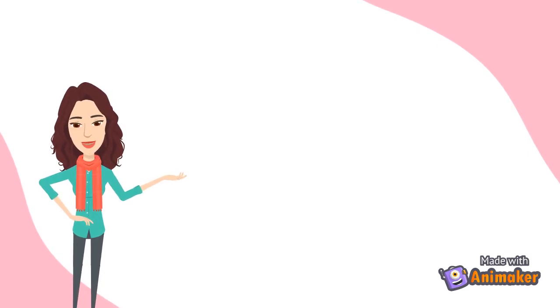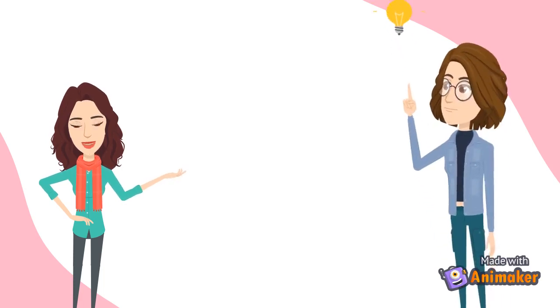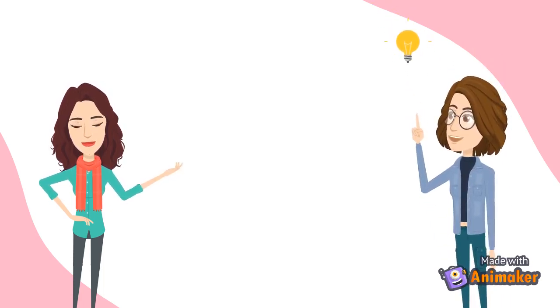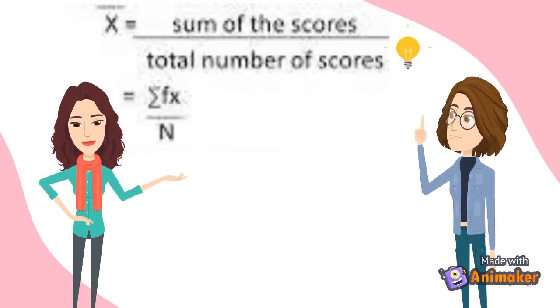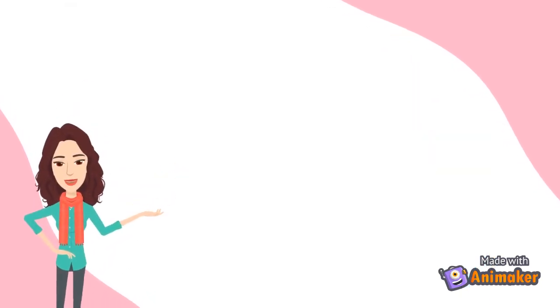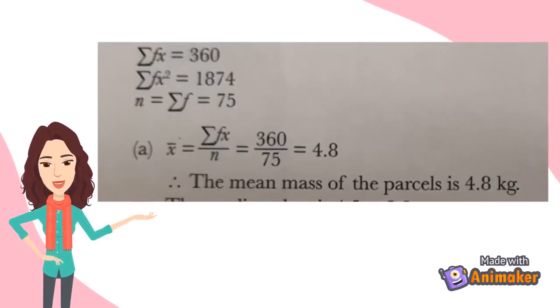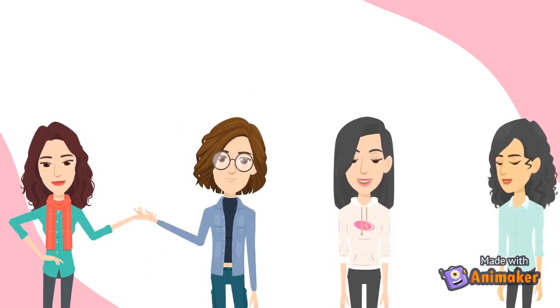We need to find the mean, median, and the standard deviation for the mass of the parcels. Anyone know what formula to use to find the mean, median, and standard deviation? I do know. We need to use the formula, total fx over n. Am I right? Yes. You are right. And this is how I got the answer for mean. Did you guys have the same answer as well? I got the same as you. Us as well, we got the exact answer.